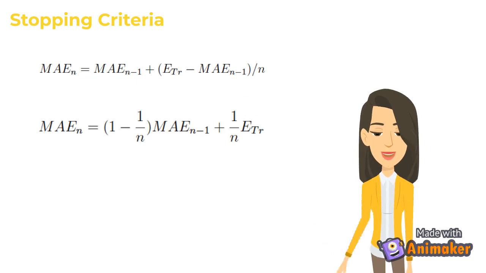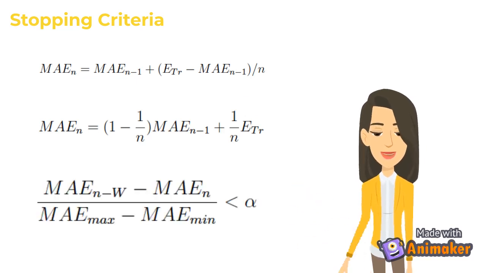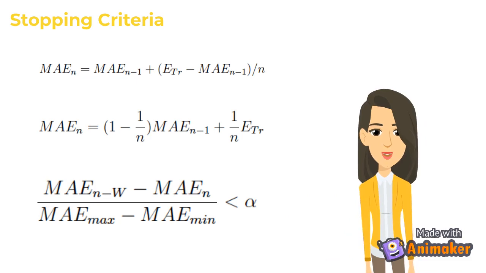Moreover, the stopping criteria is achieved when the following condition is satisfied. Alpha refers to the early stopping coefficient, W refers to the evaluation window, and MAn refers to the moving average of training error in epoch n. Max and min denote the maximum and minimum observed moving average in the training error. A lower alpha value indicates higher tolerance to performance saturation, while a higher alpha value indicates a more conservative stopping criteria.